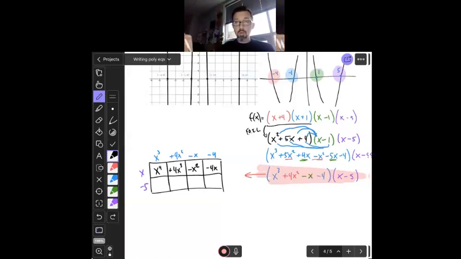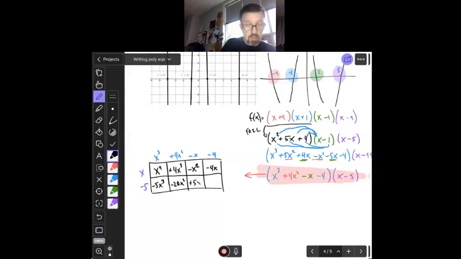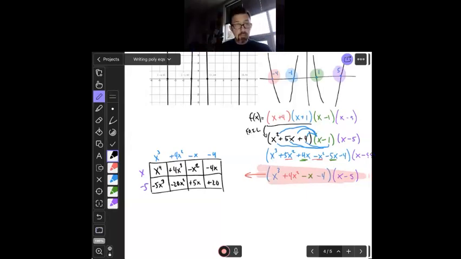Okay, it's just about keeping your math organized, and it generally makes it easier for people. It's not that they can't do the math, they just lose track of things. Negative 5 times x cubed is negative 5x cubed. Negative 5 times 4 would be negative 20x squared. Negative 5 times negative x would be positive 5x. Again, I'm putting that sign on there. I want to really highlight to myself that's a positive 5. And then negative 5 times negative 4 is positive 20. Okay?